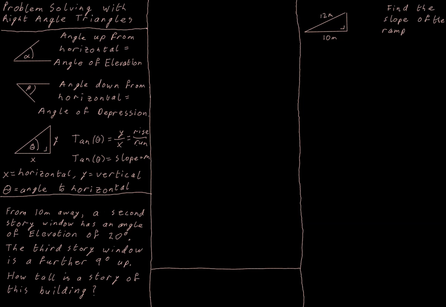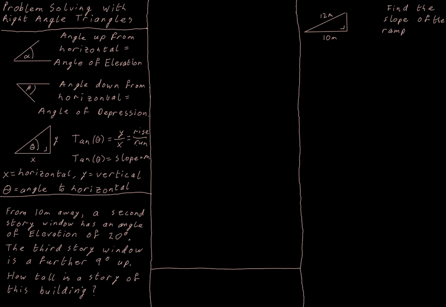So from 10 meters away, say we're across the street from a building, a second story window has an angle of elevation of 20 degrees. The third story window is a further 9 degrees up. How tall is a story of this building? Well, there's a lot going on here. So we know we're 10 meters back from the building. And then we know, initially anyway, we're going to have an angle of elevation of 20 degrees up to this second story window. And then we go up another 9 degrees to get to the next story's window.